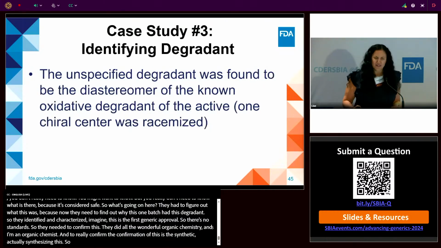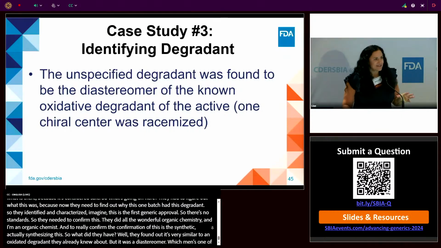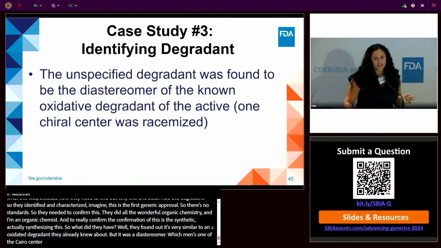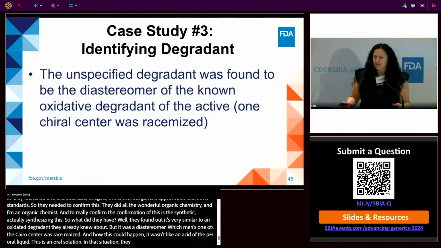So what did they have? Well, they found out it was very similar to an oxidative degradant they already knew about, but it was a diastereomer, which means one of the chiral centers was racemized. And thinking as an organic chemist about how this can happen, it wasn't just like an acid, like the pH of the oral liquid or suspension. Oh, this is actually an oral solution. In that situation, they couldn't really think about how this could really happen. So they had to think a little more.